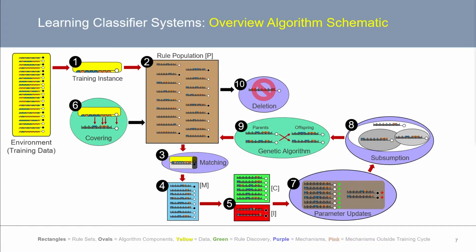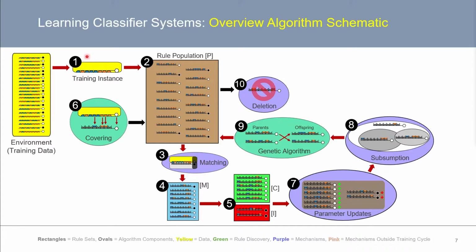So now let's quickly walk through the algorithm steps at a high level, and then we'll talk about each in more detail in subsequent slides. First, in this yellow box, we have our training data. Since LCS algorithms were originally designed to tackle reinforcement learning problems, the data source is commonly referred to in the field as the environment. Unlike most other machine learning algorithms, LCSs typically conduct a training iteration focused on one data point at a time. So before training, it's important to shuffle the instances of the data to avoid potential biases in how the data was arranged.